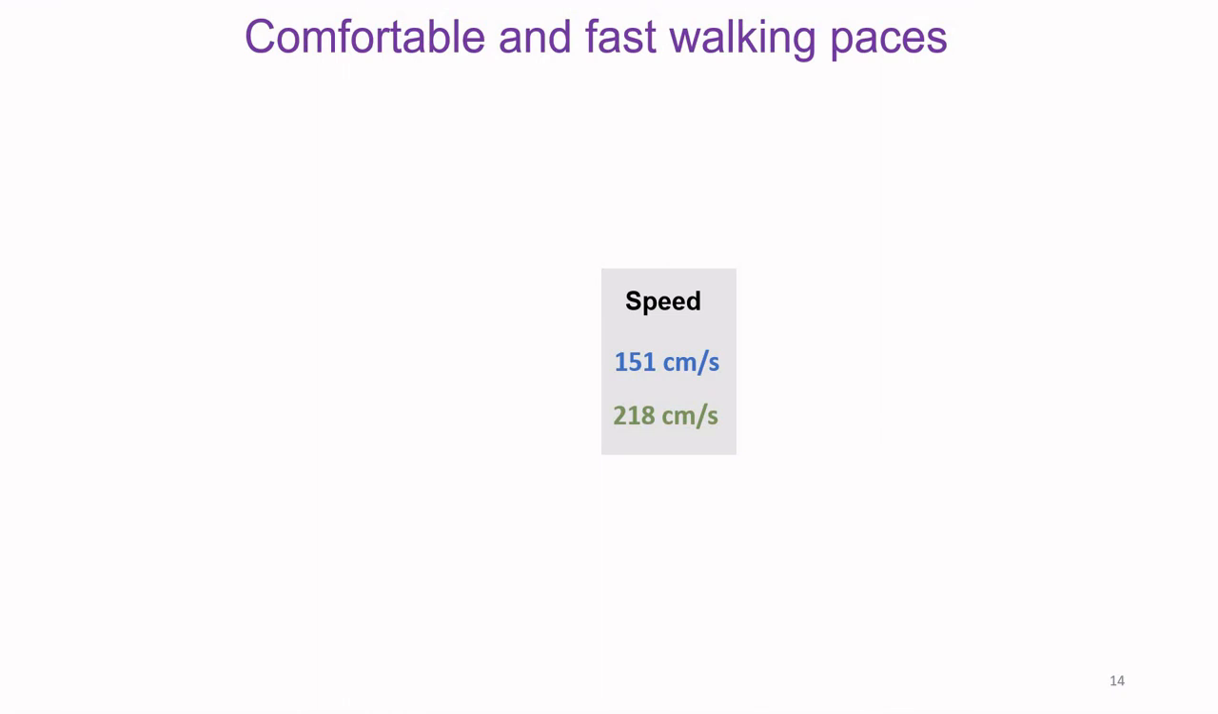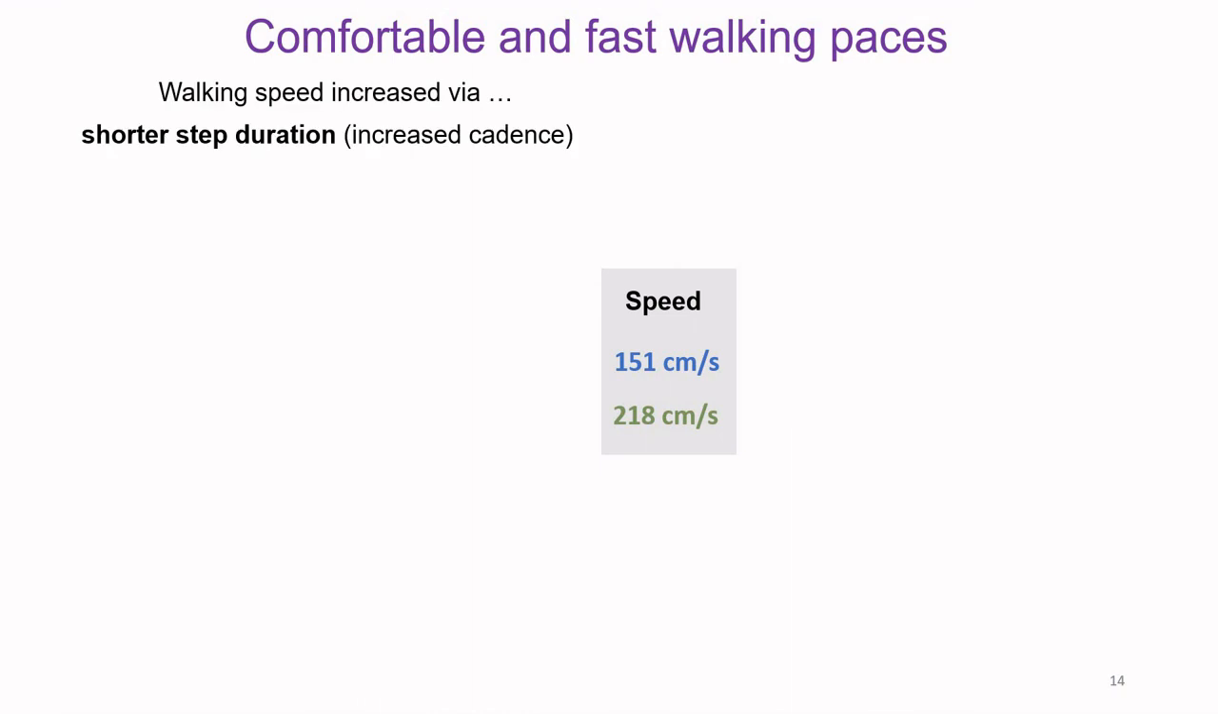one of two ways. Walking speed can be increased by adopting a shorter step duration. This is the same as increasing cadence. Walking speed can alternatively be increased by adopting longer step lengths. In the first case, we're increasing speed by changing the temporal parameters of gait. In the second case, we're increasing speed by changing the spatial parameters of gait.